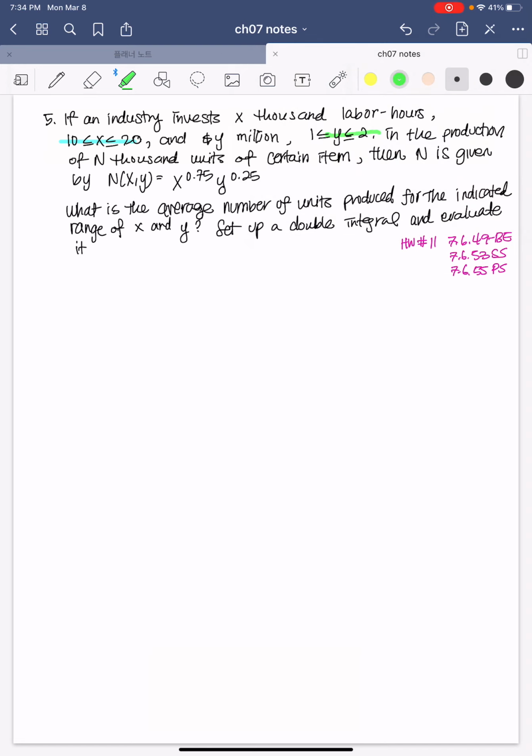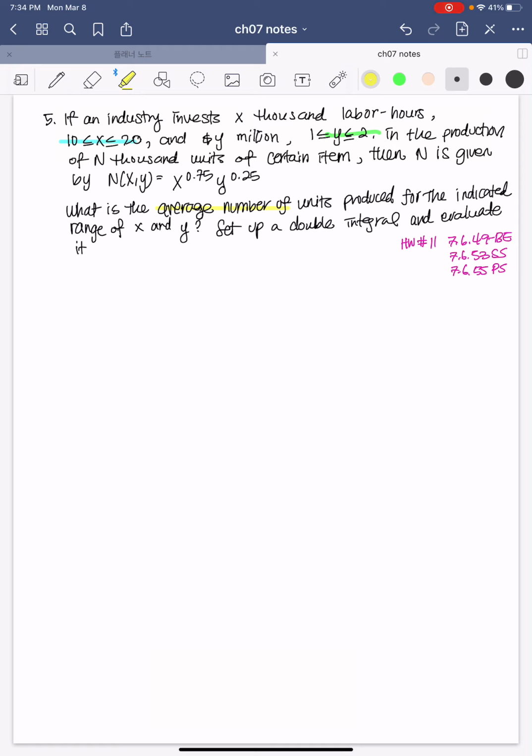In the production of n thousand units of a certain item, the production function is given by n of x comma y equals x raised to the 0.75, y raised to the 0.25. What is the average number of units produced? You see the word average number of units.